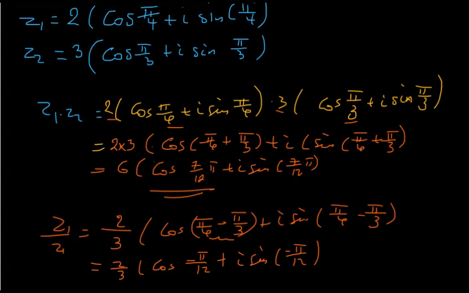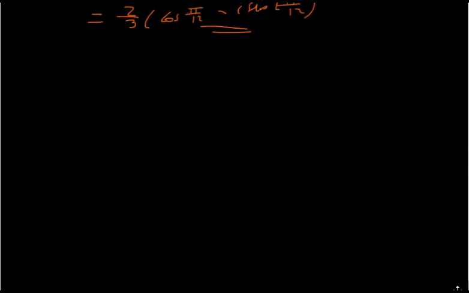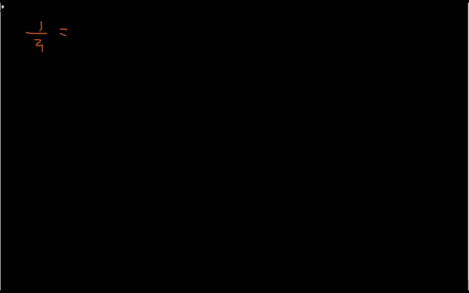Or you can rewrite this as, since cosine is an even function, 2/3 of cosine of pi over 12, or you can even leave it as it is, minus, because sine is an odd function, i into sine of pi over 12. Okay, let's move on to the third one, 1 over Z1. How are we going to solve this one? 1 is the same as 1 plus 0i over Z1.